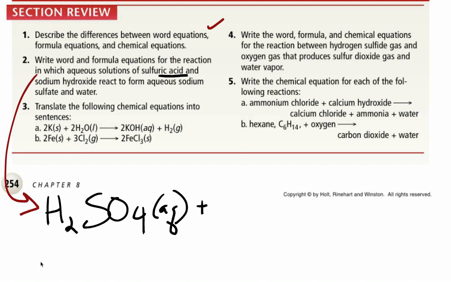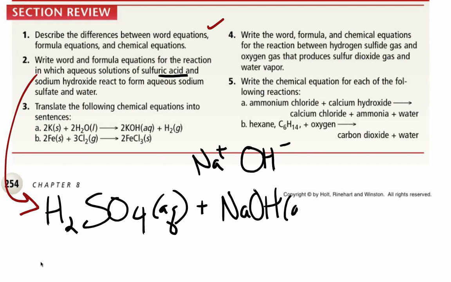Sodium and hydroxide. Sodium is Na. It has a positive 1 charge. Hydroxide is OH. It has a negative 1 charge. Knowing our polyatomic ions is just crucial for our going on. If they weren't crucial before, they're crucial now. They react to form aqueous sodium sulfite and water.